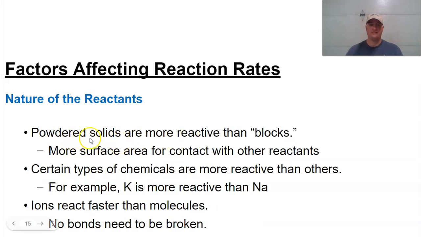Now, when we think of solids, powdered solids are more reactive than blocks, big chunks, because of more surface area for contact with other reactants. Reaction rates occur because you have these collisions. So if we can increase the number of collisions in a given time, we increase the reaction rate. Like I said, some things are more reactive than others based upon their atomic structures. Ions react faster than molecules because you don't need to have any bonds being broken.